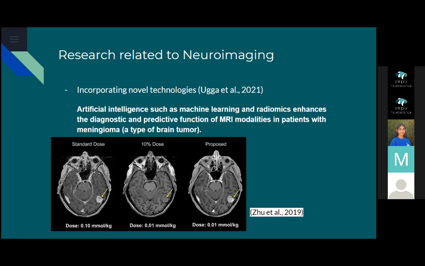And then, still talking about some research, neuroimaging has been known to incorporate novel technologies. Here you can see how artificial intelligence, such as machine learning and radiomics, has enhanced the diagnostic and predictive function of AI in patients with meningioma. Meningioma is a specific type of brain tumor, and you can see the tumor here as shown in the neuroimaging technique.